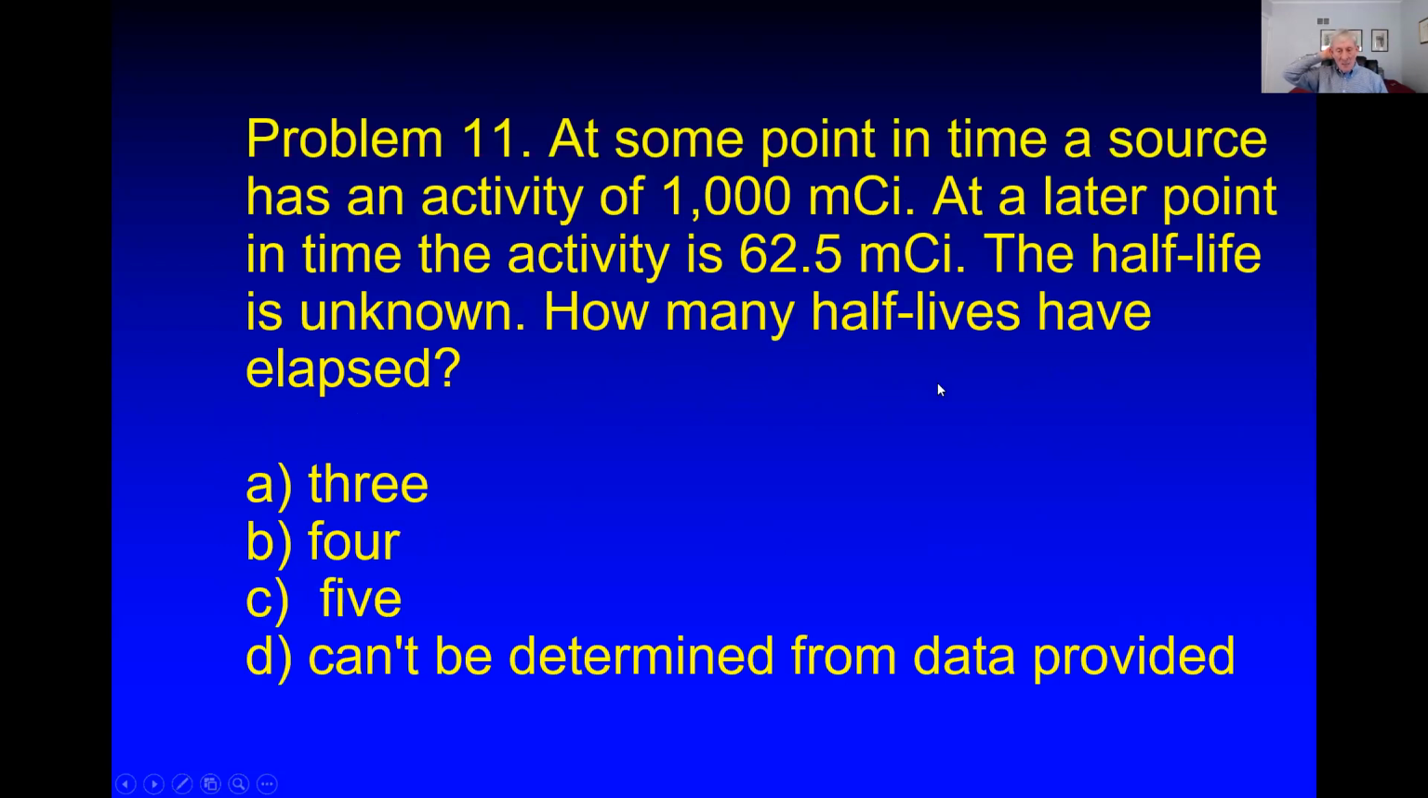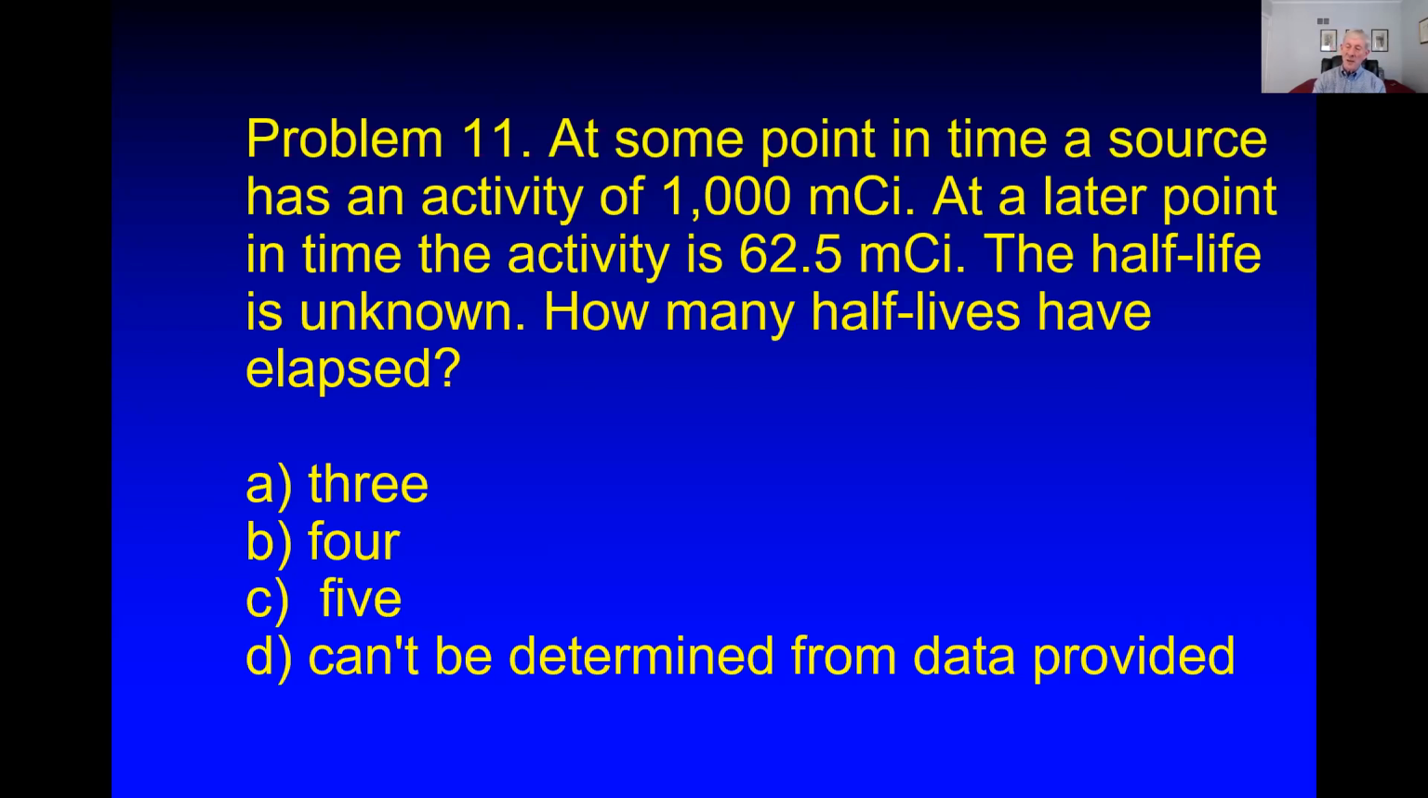I like to call this a pattern recognition problem. You should be able to work this with no calculator whatsoever. Now, let's mentally decay 100 down. And look at the numbers we're going to get. 100, 50, 25, 12.5, 6.25, 3.125, and so on. So 62.5 should look like one of those numbers.